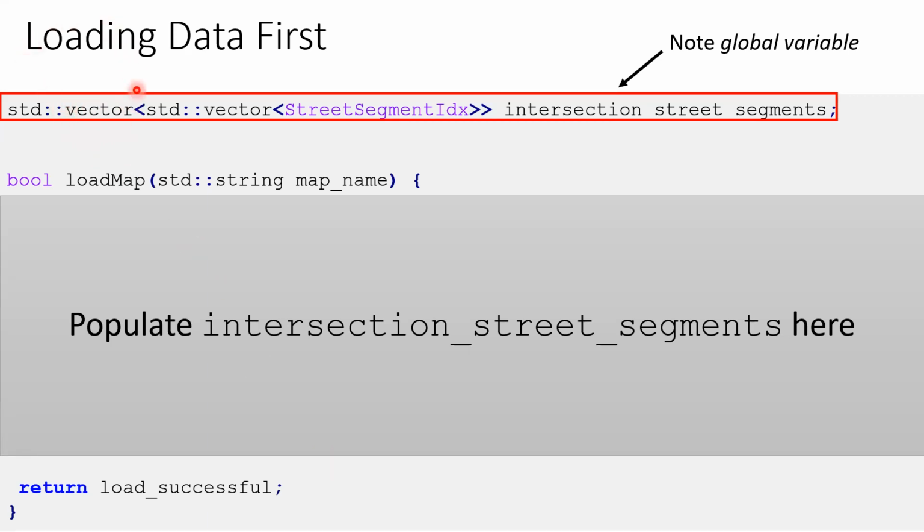So we then create a vector of vectors, because the inner vector is the output we are getting from the function. So we create a vector of vectors called intersection_street_segments and make it global such that all of the functions can access it. Then we populate the global variable inside load map, which is called at the beginning of the program execution.